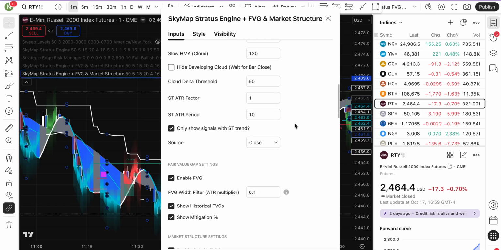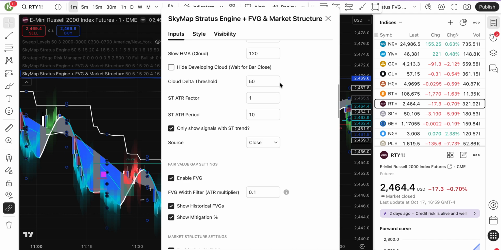The cloud delta threshold deals with the delta squeeze bonus signal plots. 50 is more than enough for most instruments. Where you're going to find that 50 might not cut it is, say, you're trading NQ on a very volatile day during the New York session. Then your cloud delta, the space between the top and the bottom of your cloud, could be so wide that it's not going to register in the delta squeeze calculation, and you can always widen that out if you think you need to.